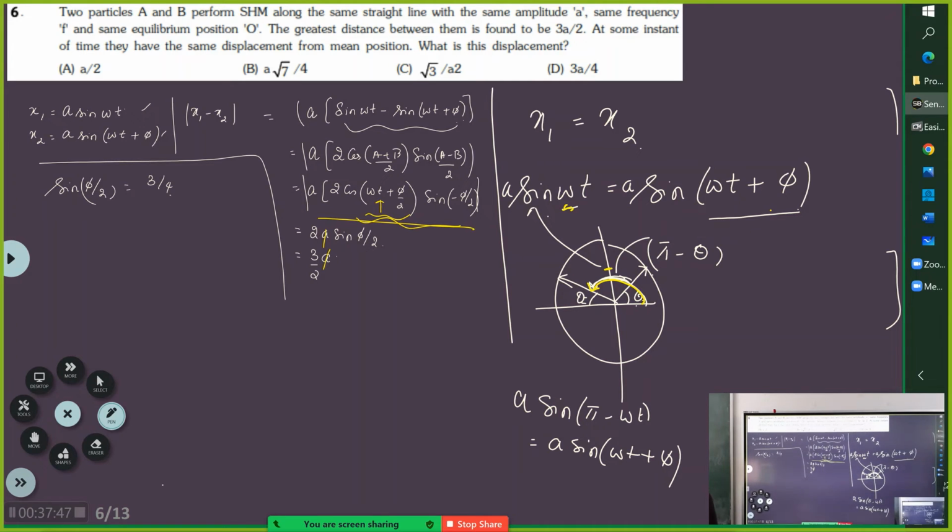See, they are told at some instant of time, I have to grab this t. At some instant of time t. See, mathematically this is correct or not, you tell me. So now you can equate this, correct? Now you can equate this.